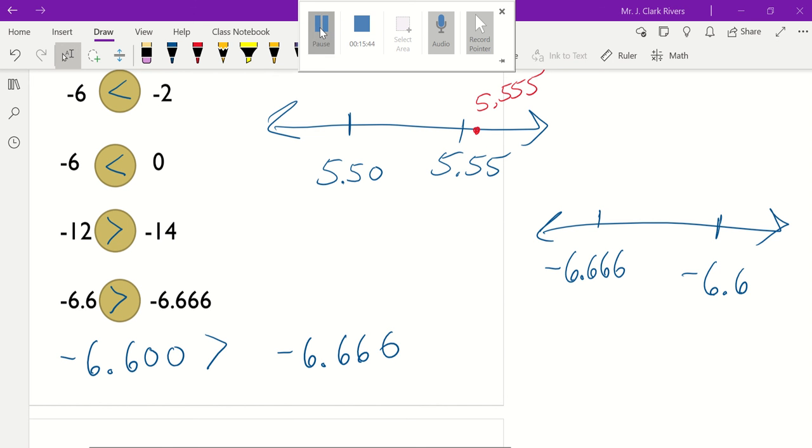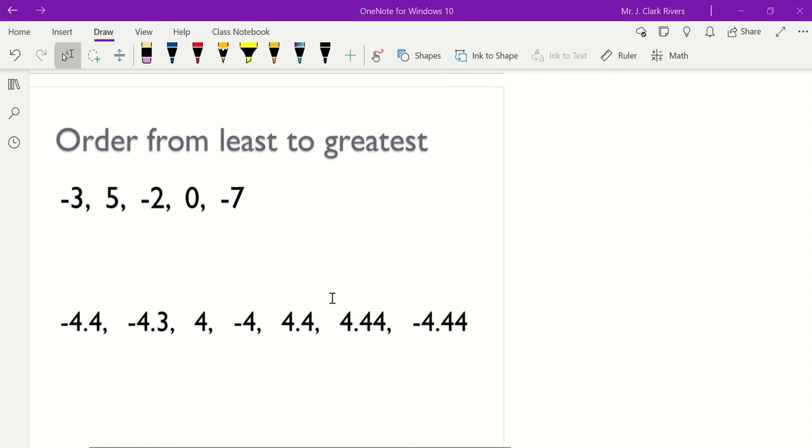All right, let's take a moment. I want you to order these numbers from least to greatest. Let's do this one together. Which one's least out of this group? Negative 7. Negative 7 is least.